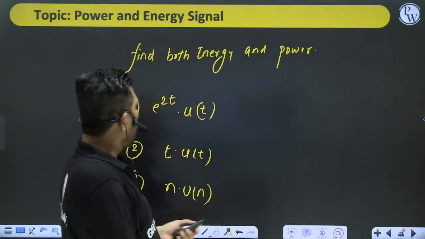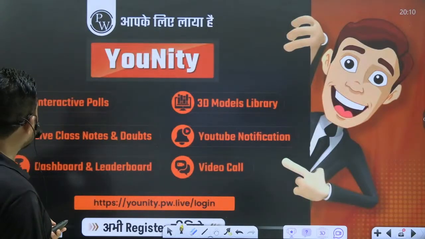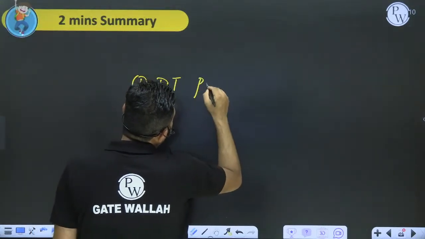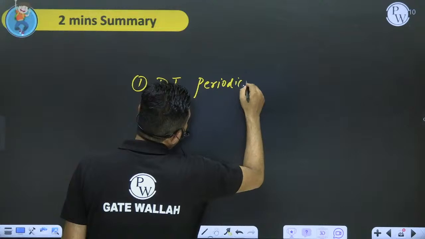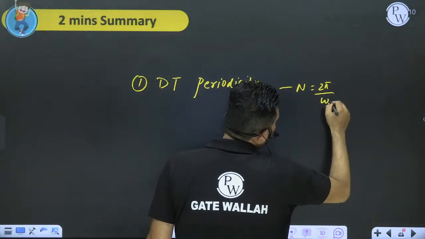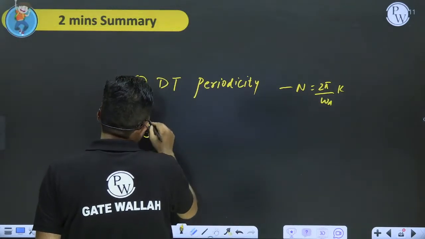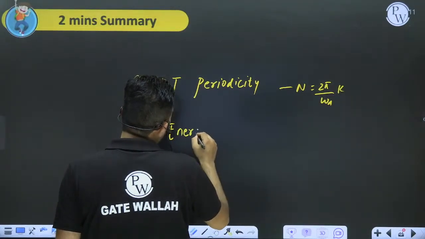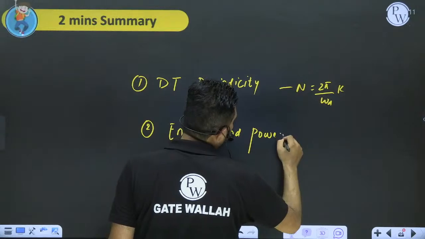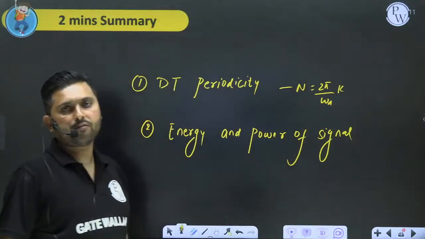Okay, so what is covered in today's class is, first we covered discrete time periodicity, in which I covered that the total N should be 2 pi by omega d into k, and then we covered energy and power of a signal. So the 4 formulas that we have derived.